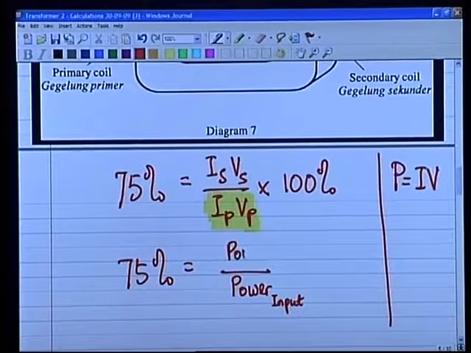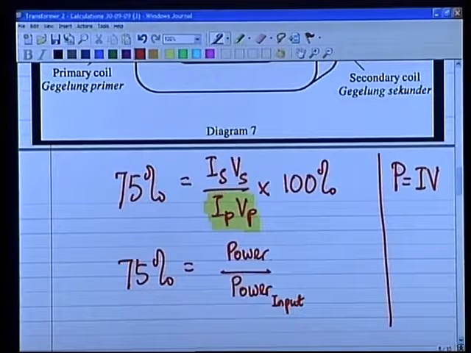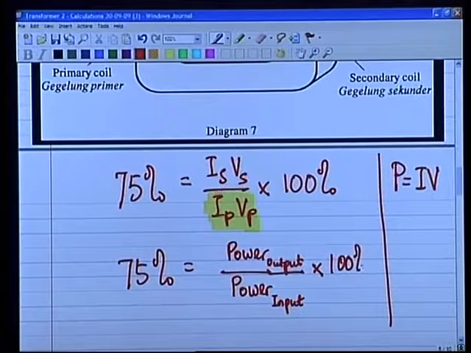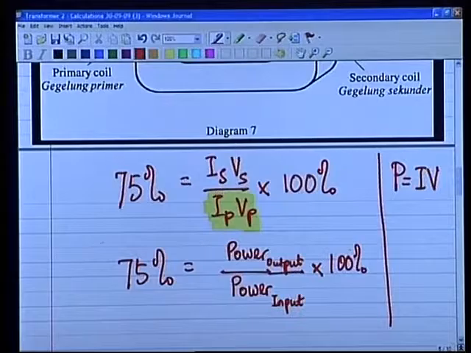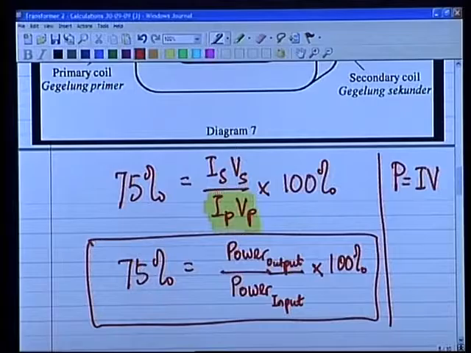Alright? I put the subscript. Multiplied by 100%. Okay? And the power input, the values are given. Power input equals to IV, IPVP. So I should use this term and put it down here. So this is another equation that you can use from time to time. If you do not want to put IV, you can put it down here.